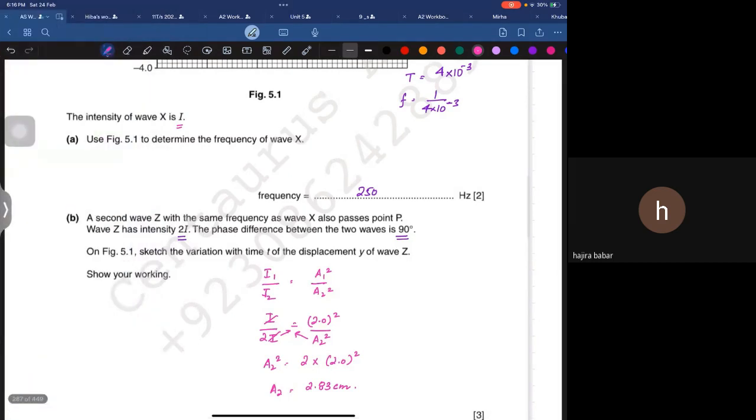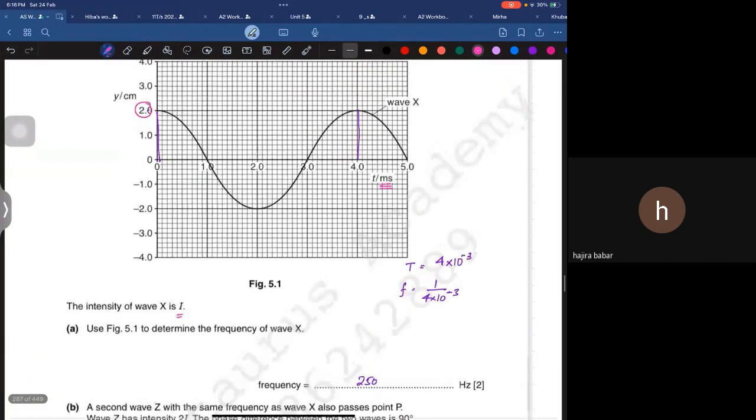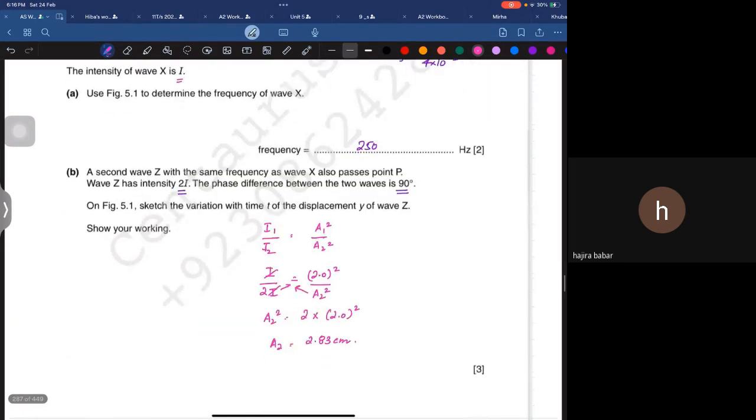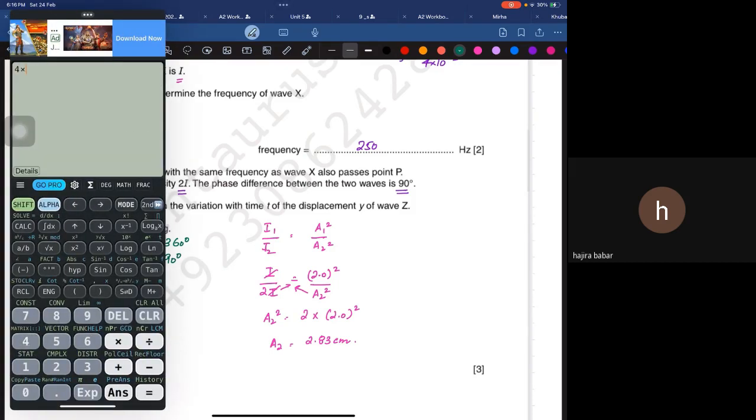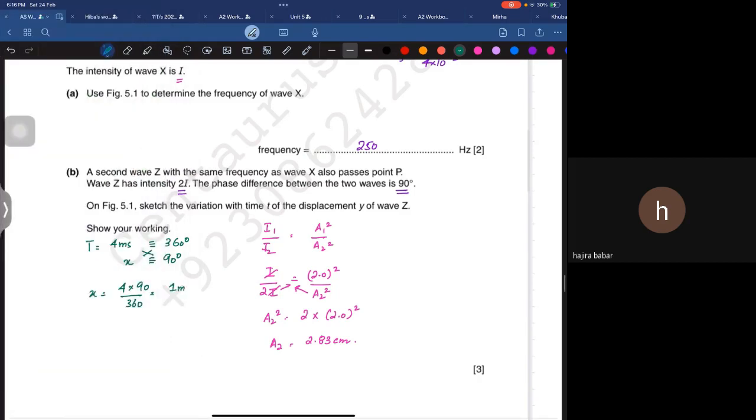Now that you have the amplitude, we have to figure out what the phase would be. As you can see, the time period in this one is 4 milliseconds. I'm going to do it here as they need the working. The time period is 4 milliseconds, which is equivalent to 360 degrees. So what will be the difference of 90 degrees in time? I'm going to cross multiply, so it's 4 into 90 divided by 360. Let's do that. If you check it out, it comes out to be just 1 millisecond.